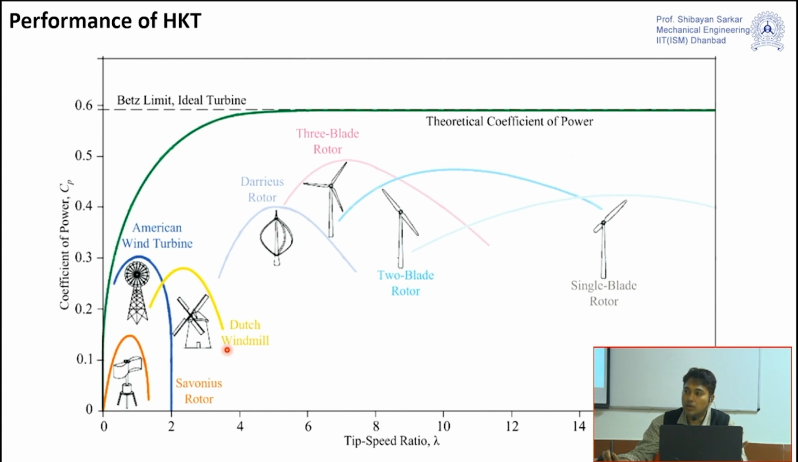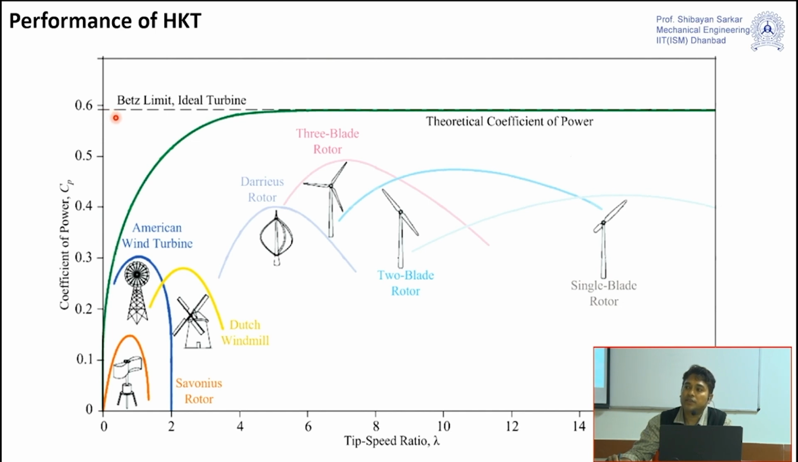These are the two representations we usually prefer to show how much performance is given by this particular turbine. Now here you can see multiple curves are present. First, this green curve. This green curve basically gives the maximum limit of efficiency. This is called Betz's limit. If you see this value, it is almost 60%.